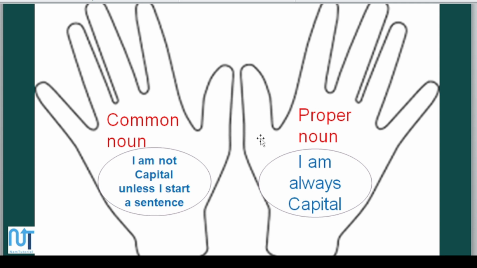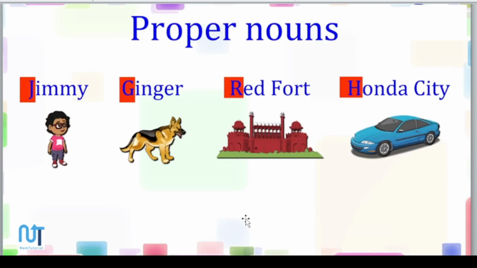But opposite to that, proper nouns are always capital. We always write proper nouns in capital letters wherever they are in a sentence. Yes, proper noun has so much attitude. Here you can see in the examples Jimmy, Ginger, Red Fort, Honda City, the highlighted letters J, G, R, H are all written in capital letters. So do remember, a proper noun will always be written in uppercase.